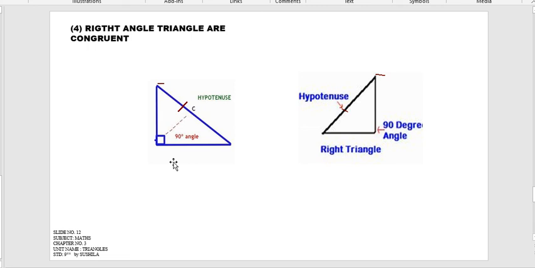So far we have seen the SSS theorem, SAS theorem, ASA theorem, and then the RHS theorem, right? In all the theorems you have to apply different situations or conditions to prove whether the same statement holds for all the triangles. And architecture and engineering people also use these types of triangles.